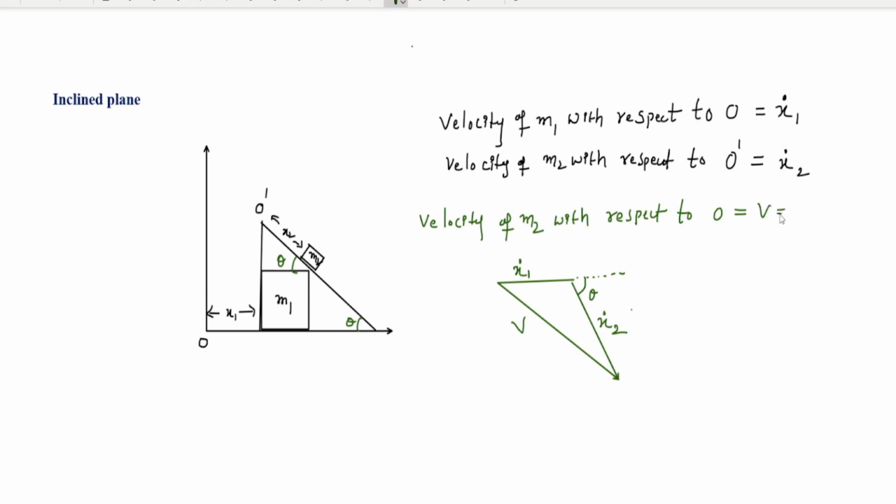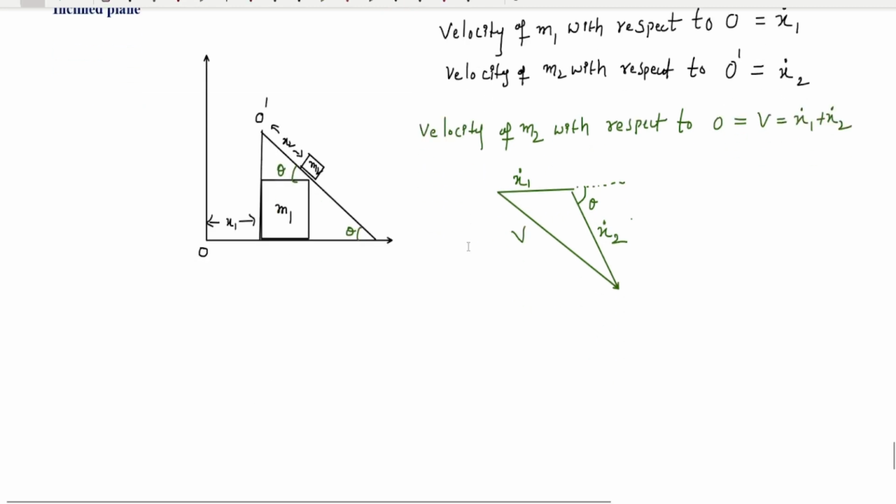So velocity v with respect to O is x dot 1 plus x dot 2. Therefore, velocity square equals x dot 1 square plus x dot 2 square plus 2 x dot 1 x dot 2 cos theta.